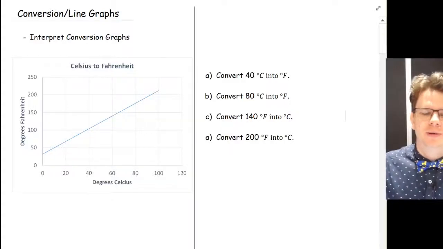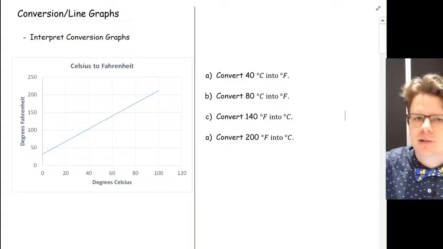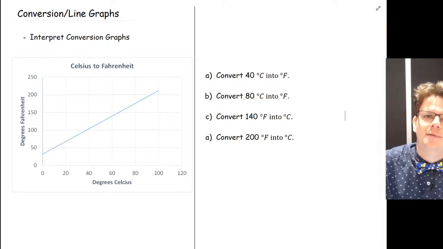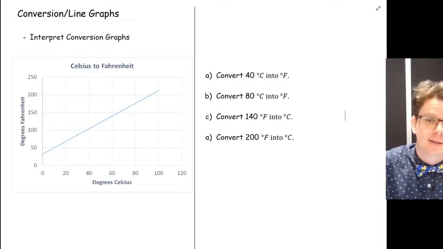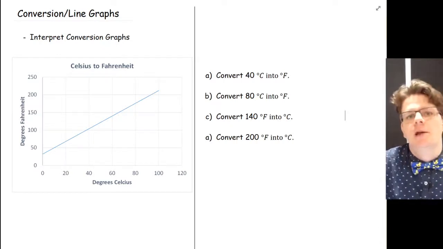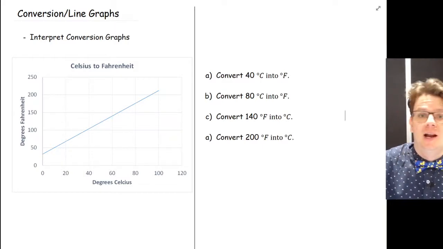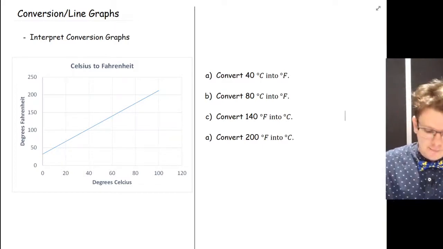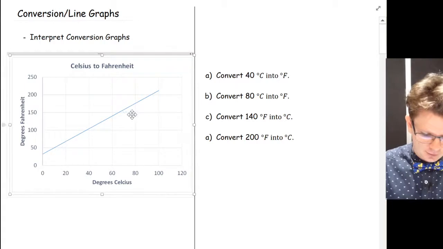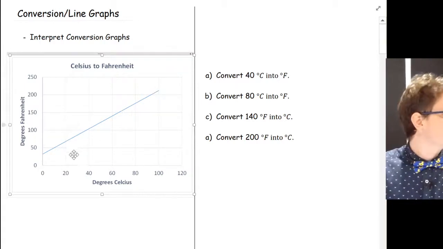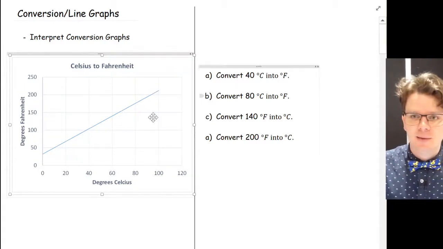Alrighty, hello and welcome. So today we're going to be having a look at conversion and line graphs. Now they're basically similar, at least in these ones, in that all of the conversion graphs we're going to be looking at are also just line graphs. And we can see that they're called line graphs for a good reason. It's because they've got a nice lovely line just happening down here.